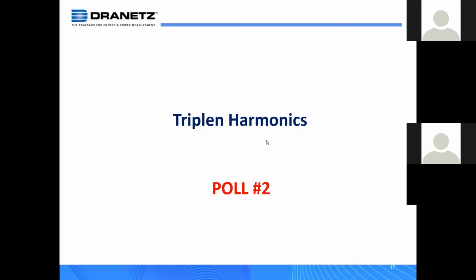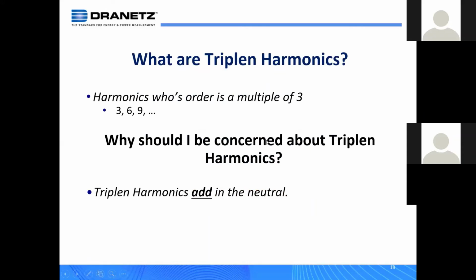So what are triplet harmonics? Yes, triplet harmonics are harmonics that are a multiple of 3. In most power systems, that's the 3rd, the 6th, the 9th, the 12th, the 15th, and so forth. But why should you be concerned about these triplet harmonics? It's because they add in the neutral. Other harmonics don't add in the neutral. Triplet harmonics add in the neutral.